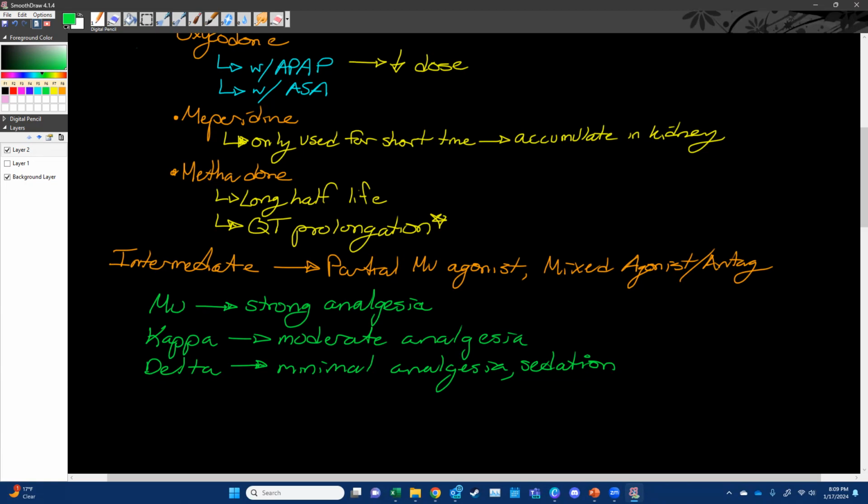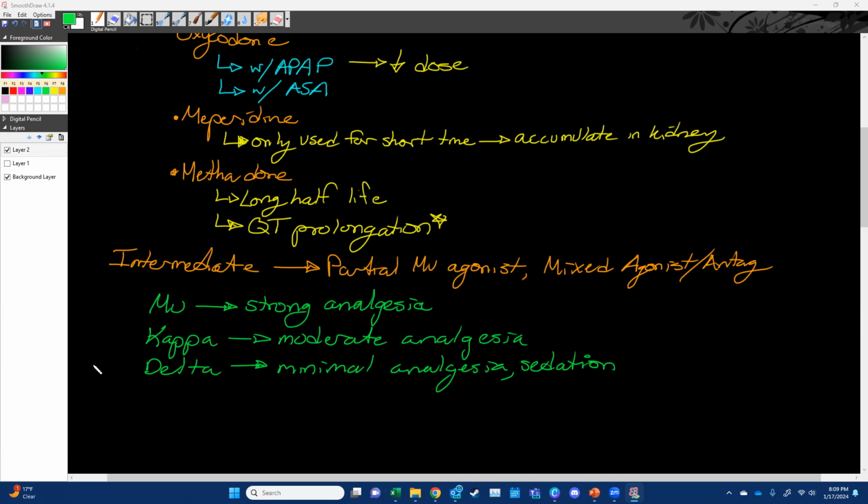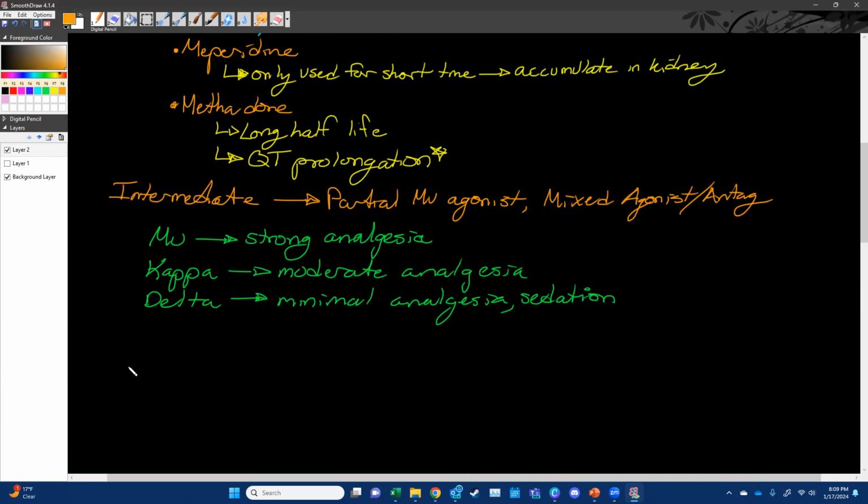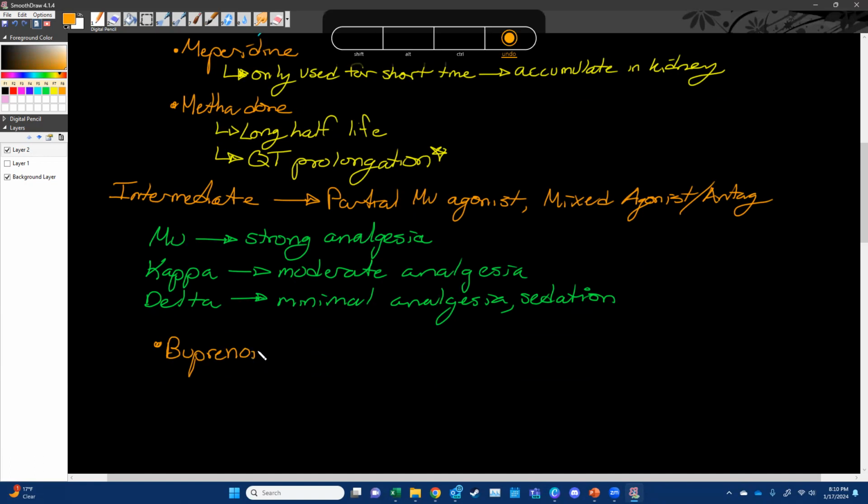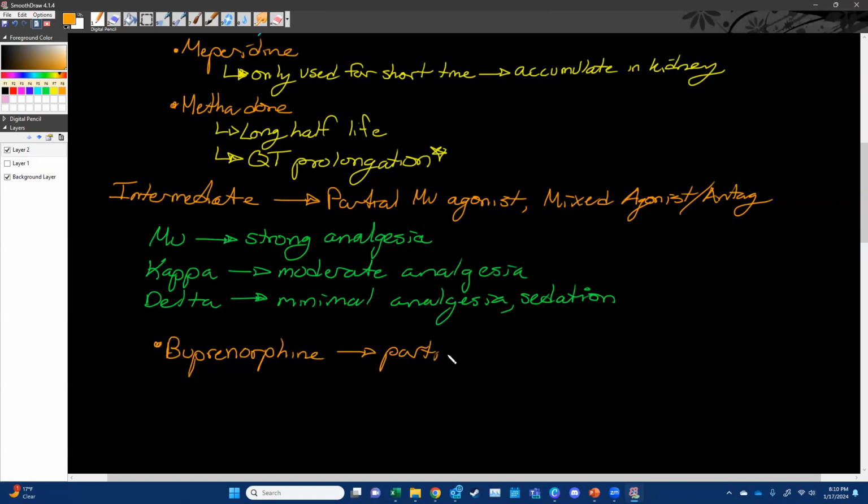When we look at our intermediate drugs, the first drug, buprenorphine, we primarily think about it in terms of how it is a partial mu agonist. The thing that you should remember about buprenorphine, however, is that it is a kappa antagonist as well.